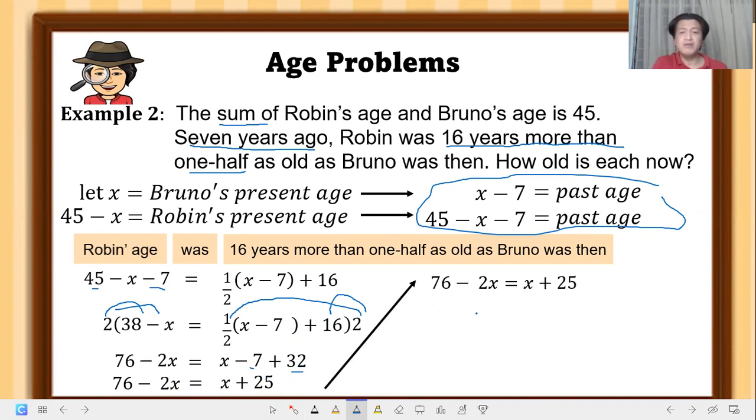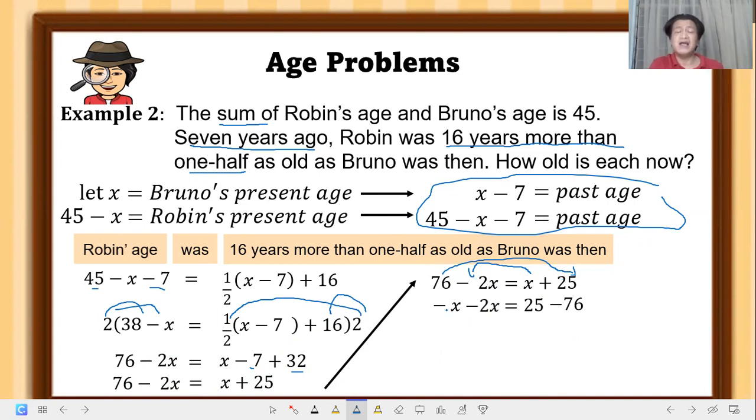All you have to do is copy lang muna natin. Ito, i-transpose natin ngayon yung ating positive x sa kabila. So magiging yung 25 nandiyan lang siya sa right side. Pag nilipat ko yung positive x, magiging negative na siya. Okay, at yung ating 76, positive yan. Pag nilipat ko sa right side, magiging negative siya.